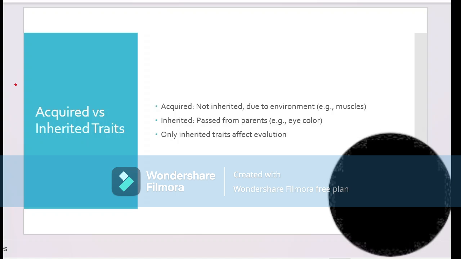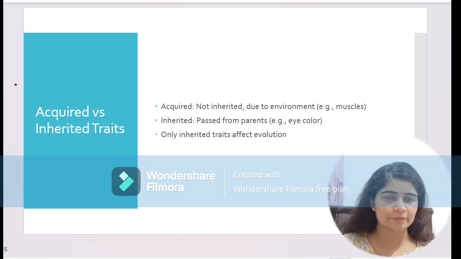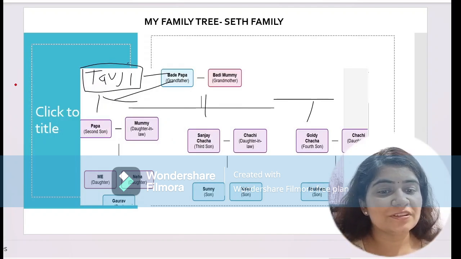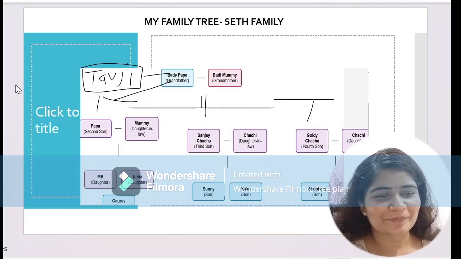और acquired traits होते हैं जो आप सीखते हैं अपने life span में. जैसे मैंने बैडमिंटन सीखा, ठीक है, मैंने अच्छी handwriting सीखी, I learned music. Okay, so you understood this traits acquired and inherited.